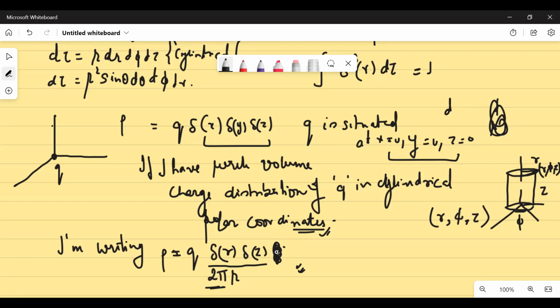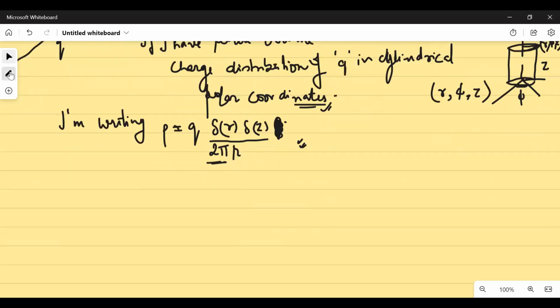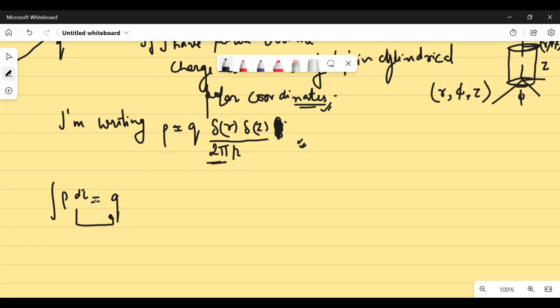In cylindrical polar coordinates, let's see if that is true or not. I'll cross verify all of this when I'm doing electrostatics, but for now just understand that I'm trying to relate something. If I'm saying my charge distribution can be written as Q times Dirac R, Dirac Z upon 2 pi r, let us see if I'm right. If I integrate the charge density over d tau, I should get Q. Because if you integrate charge density with respect to volume, you should get the charge, and here it is the point charge. So I should get back my point charge. Let us see if I can.